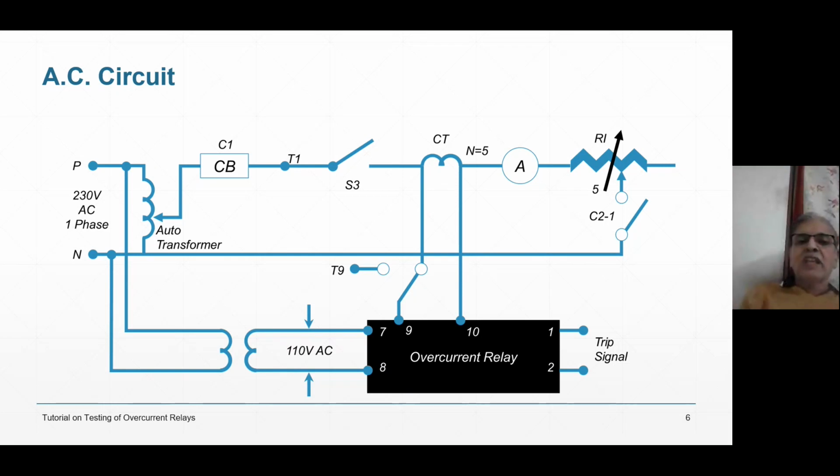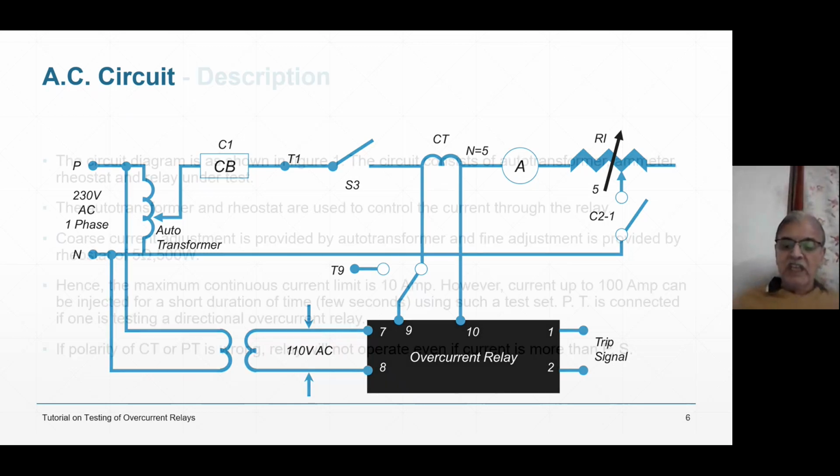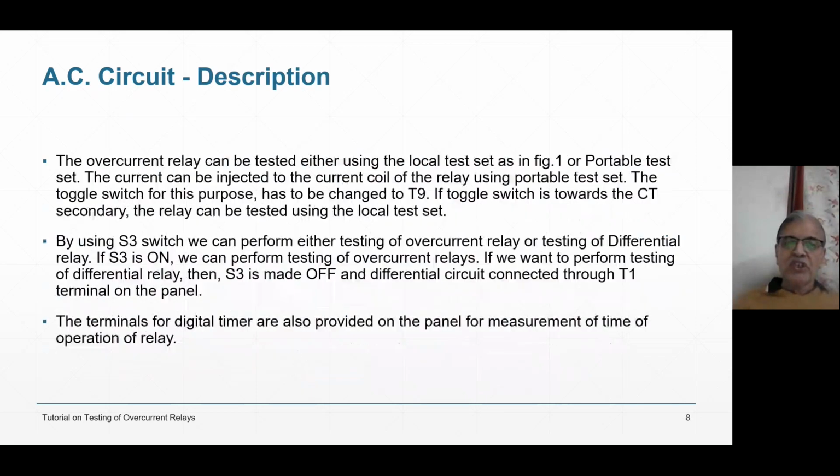So C21 you can see. Circuit breaker C1 is an NC contact. NC means it is normally remaining closed. When C1 is energized, it will open out. So now C2 has operated, and your circuit is complete. S3 is on. Current is passing. Current will pass through the overcurrent relay and it will operate and issue a trip signal. So that's how you can test the relay. C21 is completing the current circuitry.